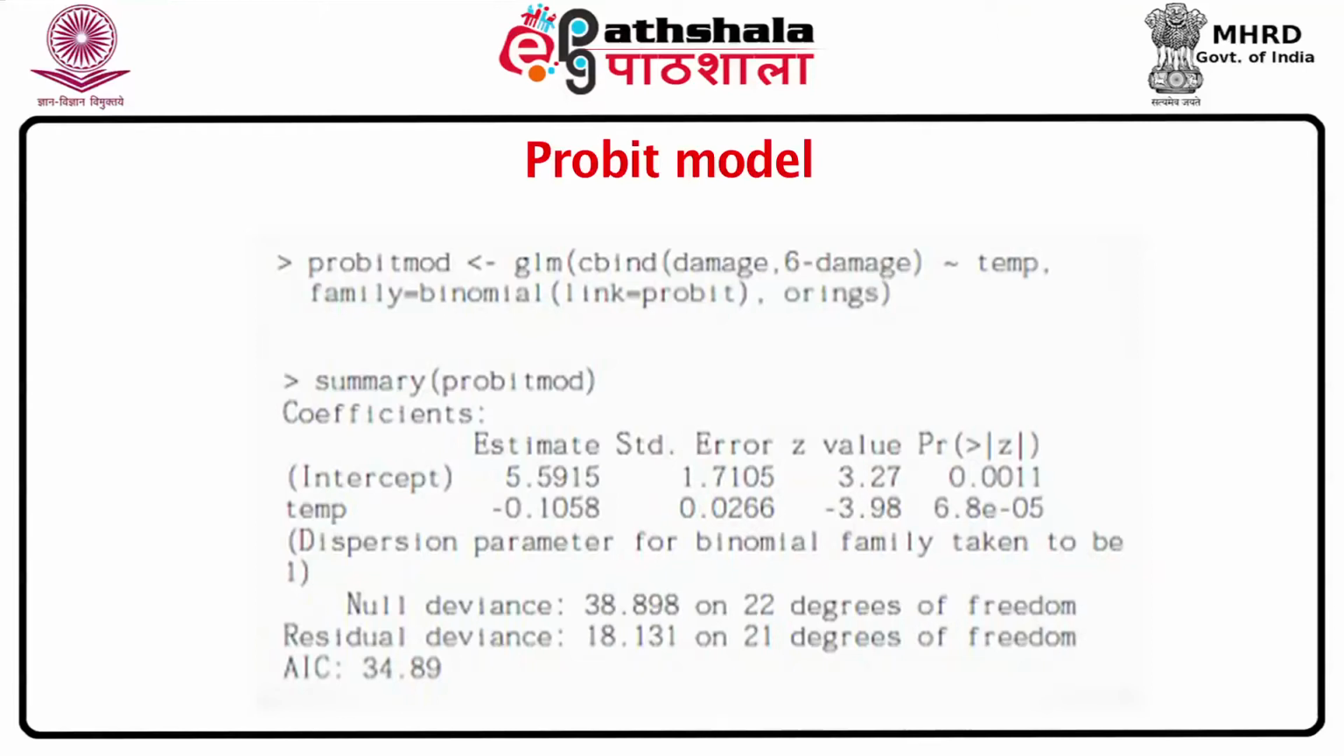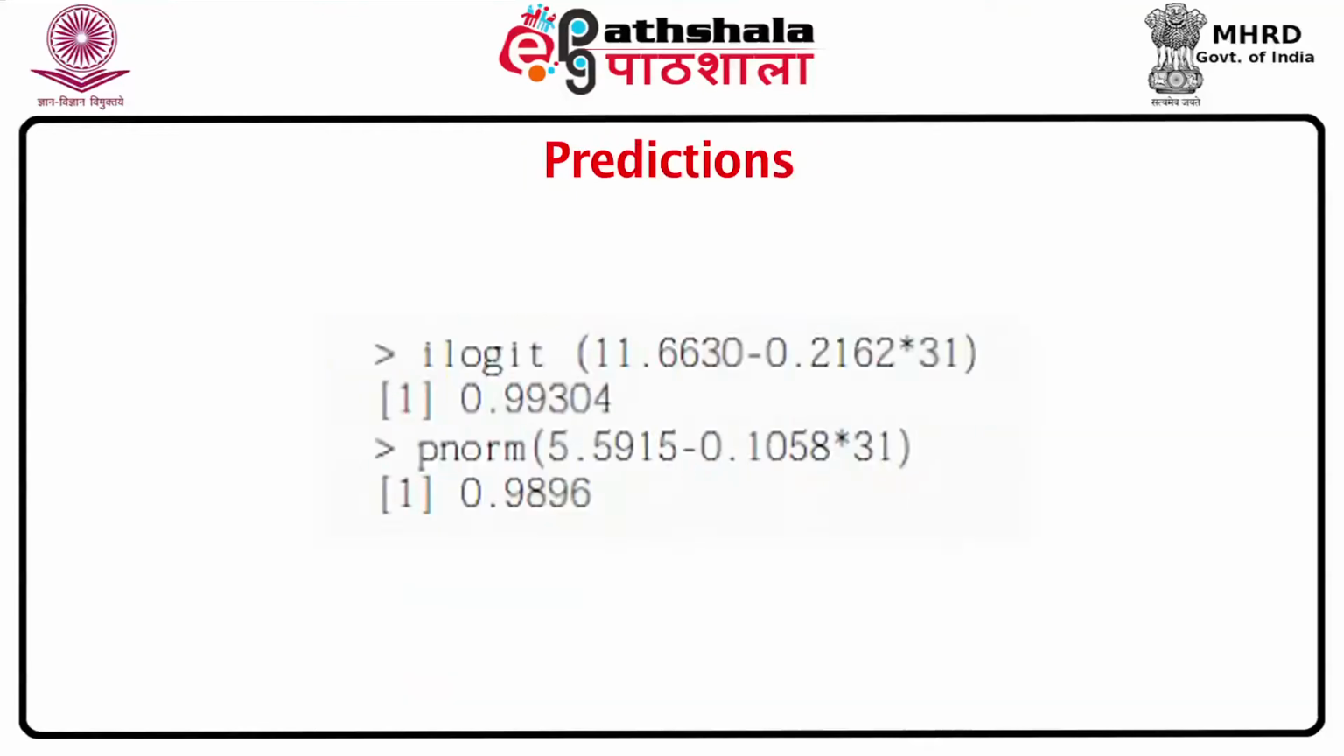The rest of the syntax is as before. I'm using the glm function and I'm storing this in an object called probitmod. When I say summary of probitmod, this is the outcome that it gives me. Again, these are the regression coefficients which are a part of the linear predictor. But in this case, I'm not really interested in the coefficients, but in the predictions. I can get that using the inverse logit and the pnorm on the linear predictor. And the predictions are given on this slide.